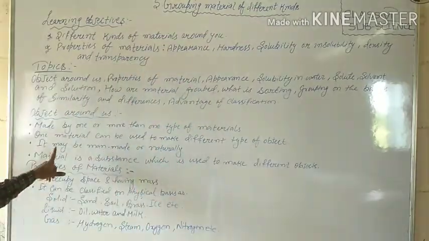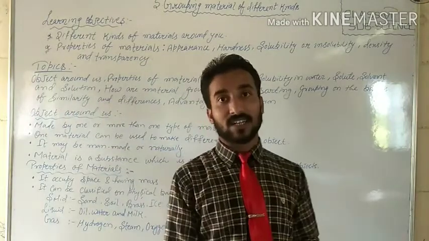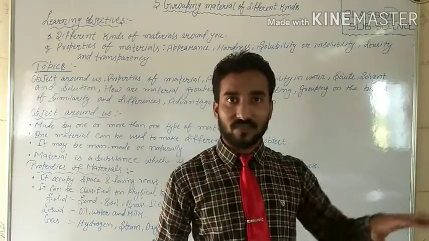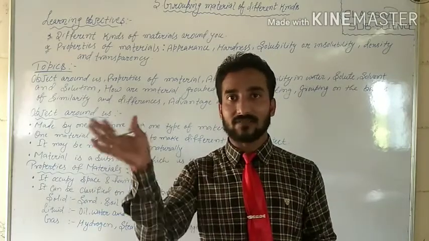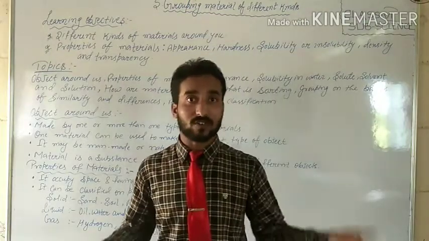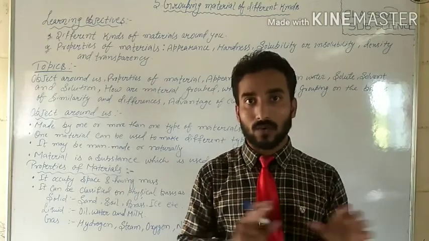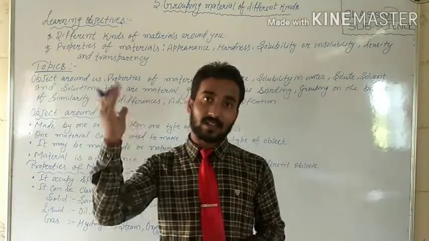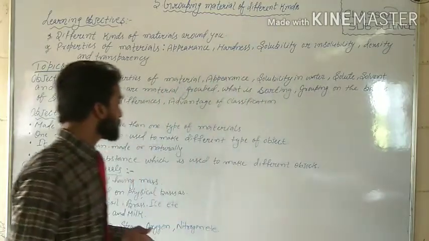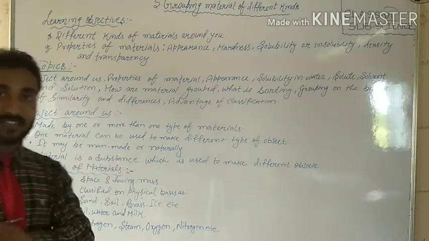See, students, it may be man-made or natural. Man-made means an artificial object, and natural means that which we get from nature. If I talk about a plant, it is also a material. But can it be man-made? No, it is natural. It is found naturally. That's why we can say that a material may be man-made or natural.